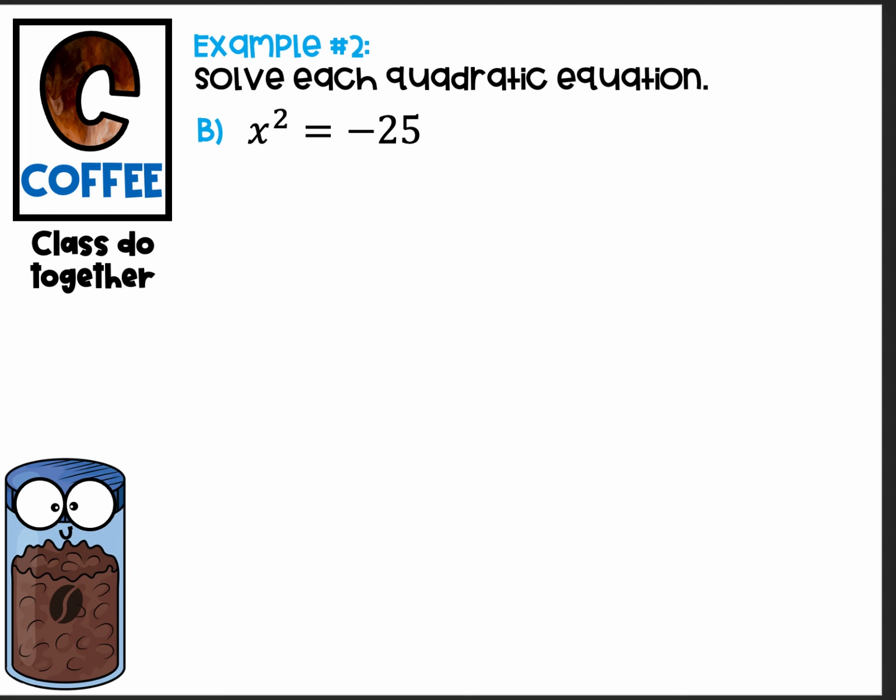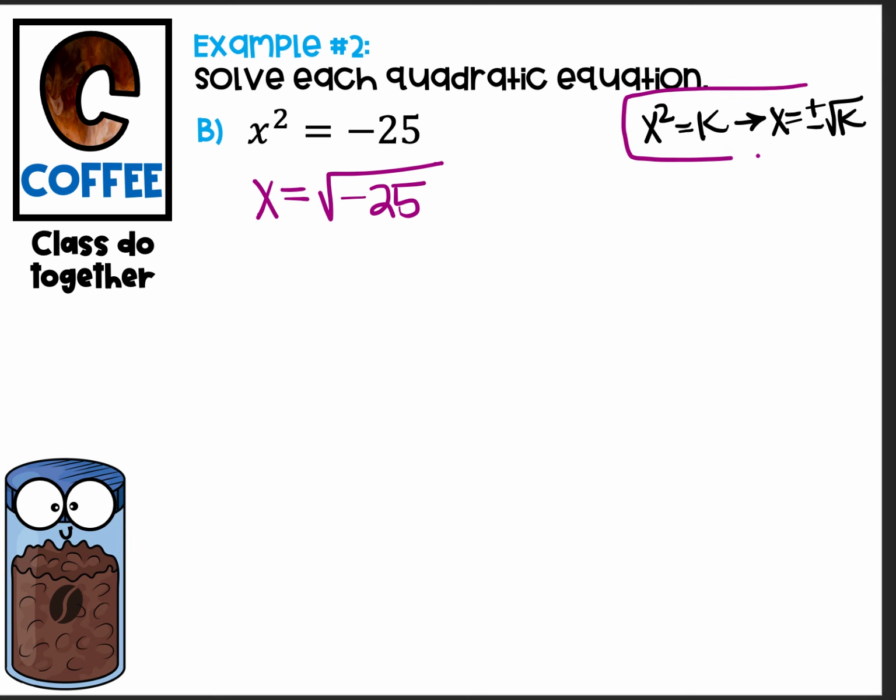This is part B of example 2. We want to solve the quadratic equation x squared equals negative 25. Using our square root property, where x squared is equal to k, then our solution set is positive and negative square root of k. If I rewrite it, I will end up having x is equal to the square root of negative 25.